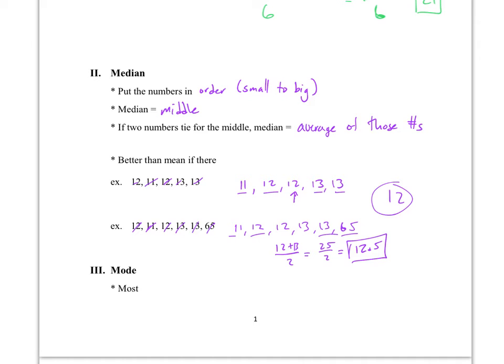One extra note here. The median is better to use than the mean if there are these things called outliers. You've heard of outliers before, right? Yeah. If there's an outlier in your data, it's better to use the median than the mean. And we'll look at why in a minute.